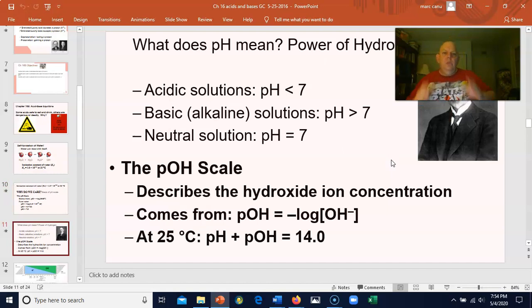Okay. So what do the letters pH mean? It means the power of hydrogen. And this dude here is the guy who came up with that explanation. So what they're saying is acidic solutions, the pH less than 7, that's more acidic, okay? What is that telling us? The lower the pH, the more concentrated acid you've got in there.